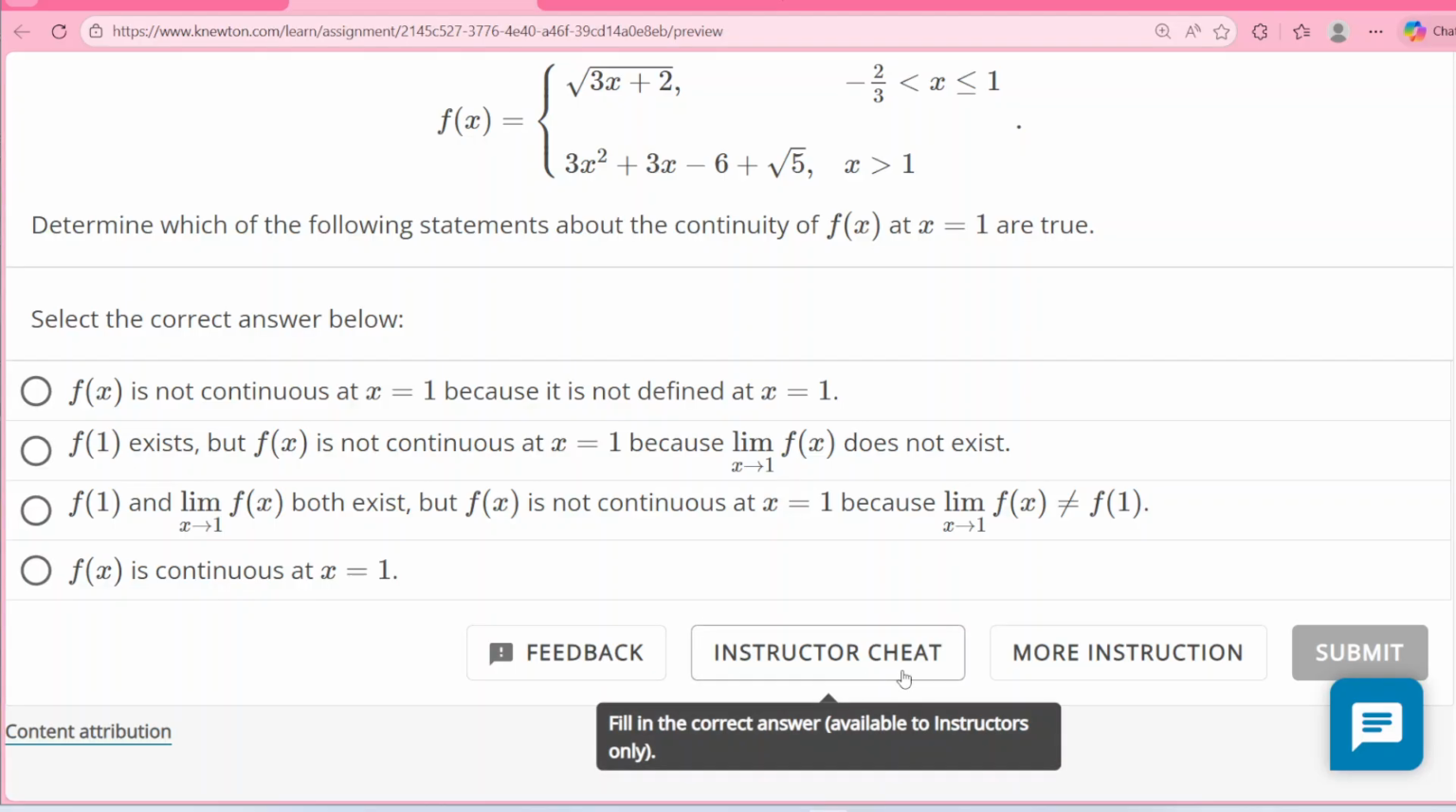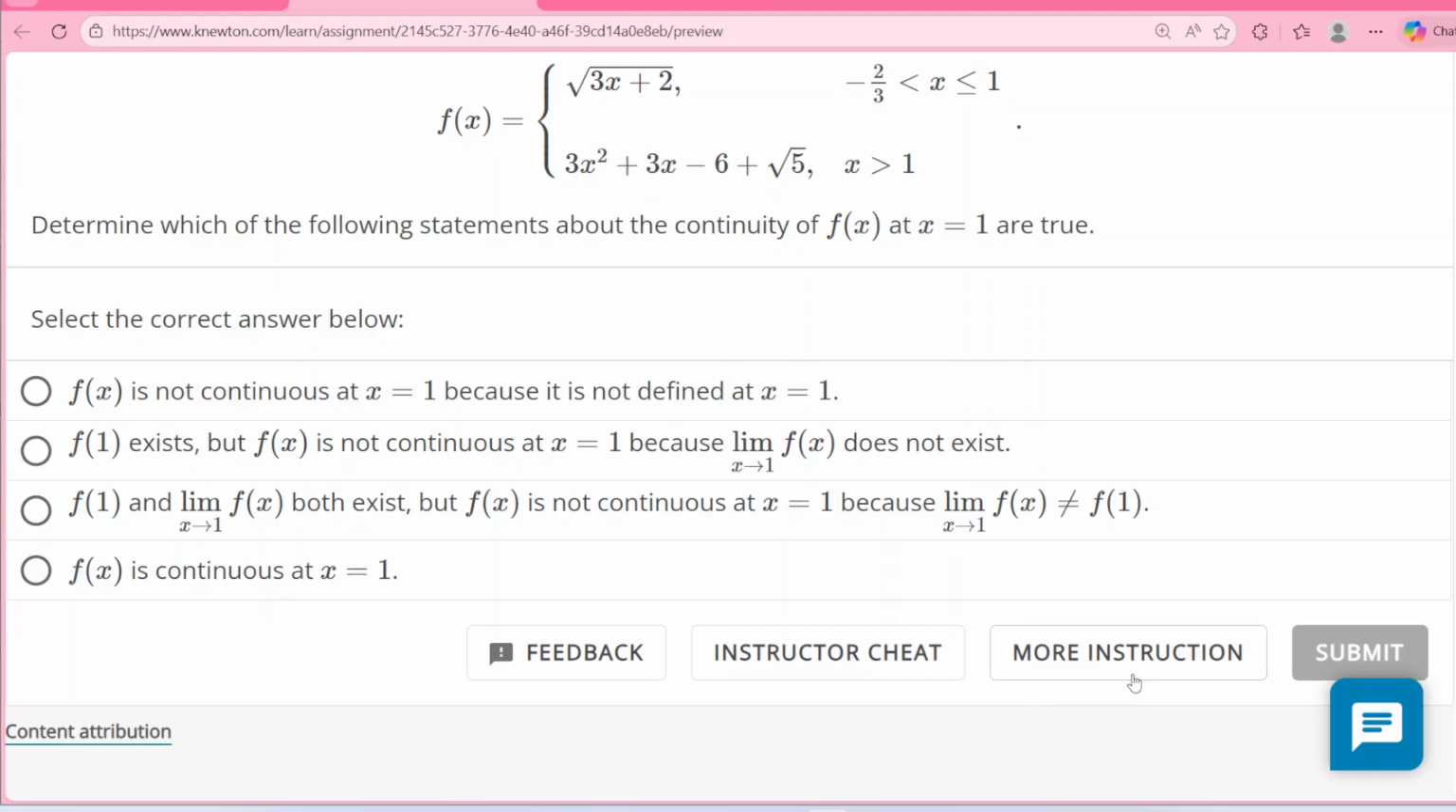Now, the instructor cheat button, of course, is only for instructors. You will not see this as a student. This is just for demonstration purposes to fill in answers really quickly. I will not be using this in this video. And then you will have a more instruction button.